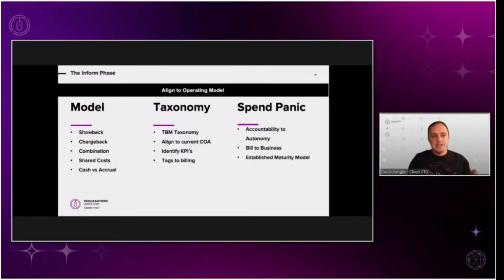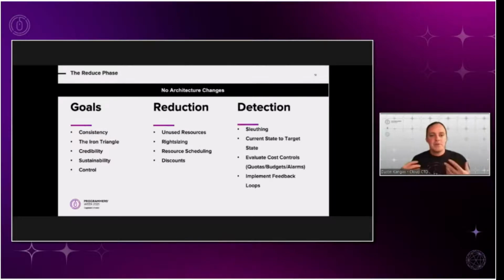And the second phase then is reduce. Reduce goals are all about how I understand and detect the data that's there and how I take action on it. So when I've got the data from my inform phase, now I want to set what my goals are. We talk about consistency and credibility being the top controls and goals that are in place, but we also want to talk about what it means from the iron triangle perspective.